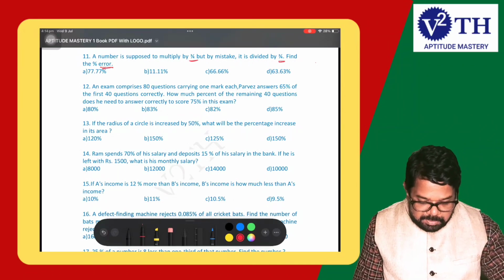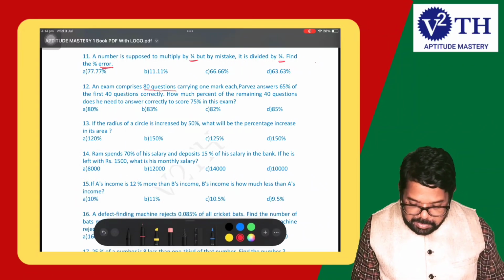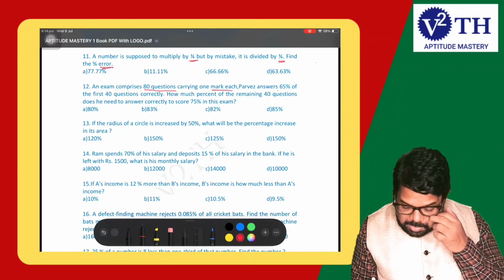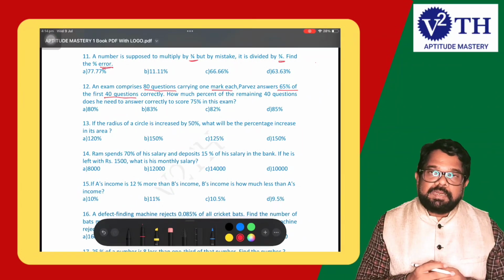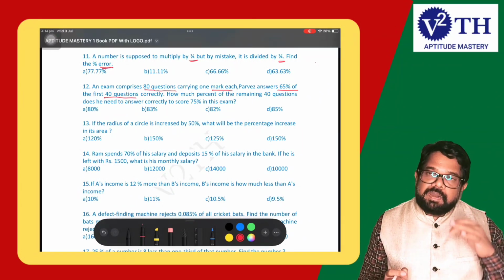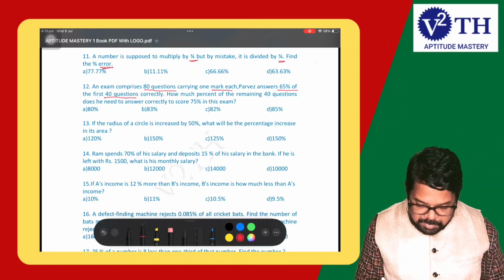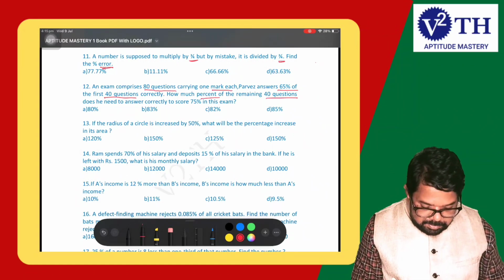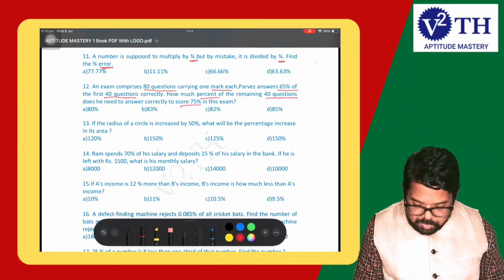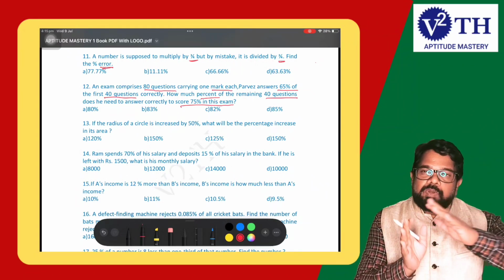An examination comprised 80 questions carrying 1 mark each. Parvez answers 65% of the first 40 questions. Total 80 questions are there. In that 80 questions, Parvez answered in the first 40 questions, 65% he answered correctly. So how much percent of the remaining 40 questions does he need to answer correctly to score 75% in this examination?